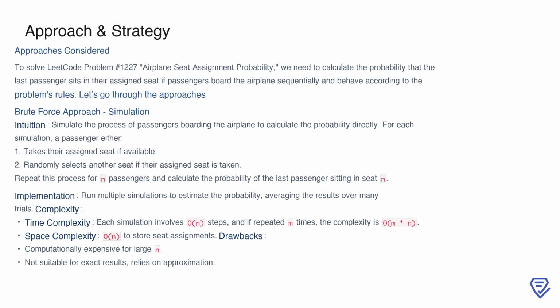While it's conceptually straightforward, the computational cost can be high, especially for large values of n. Running multiple simulations, each with O(n) complexity, results in an overall complexity of O(m*n), where m is the number of trials. Moreover, the simulation relies on approximation, making it unsuitable when exact results are required.